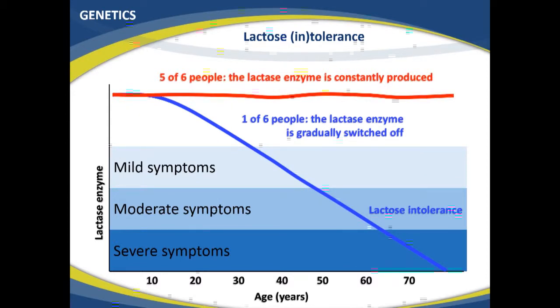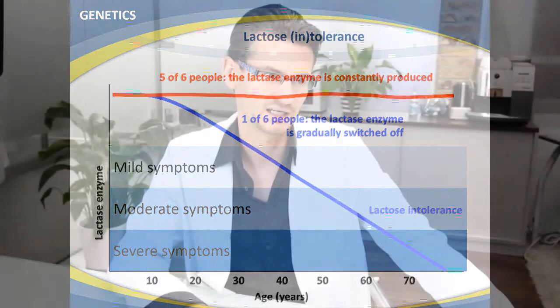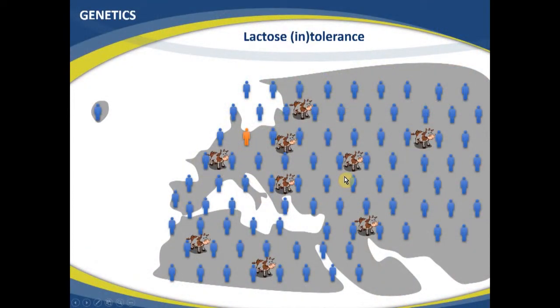5 out of 6 people with European ancestry produce the lactase enzyme constantly, and they never produce symptoms of lactose intolerance. So the question is, if this is the variation, the mutation, the abnormal thing, why is it so common in European ancestry? And that's actually quite an interesting story. Between 10,000 and 40,000 years ago, humans had already populated Europe.